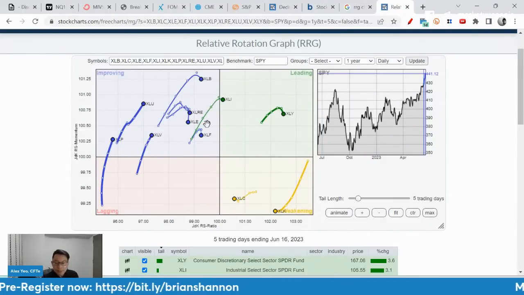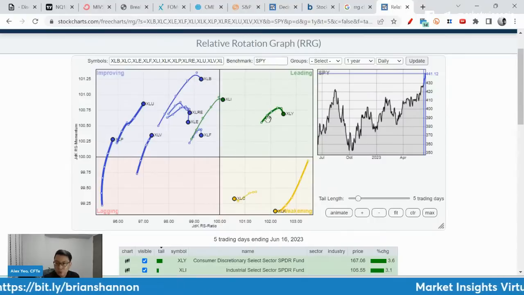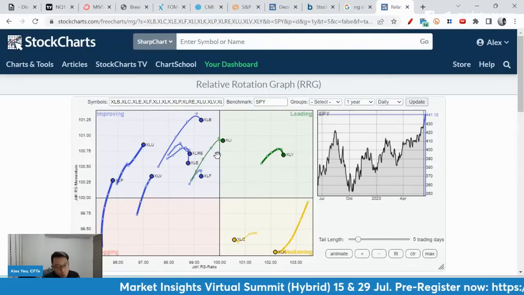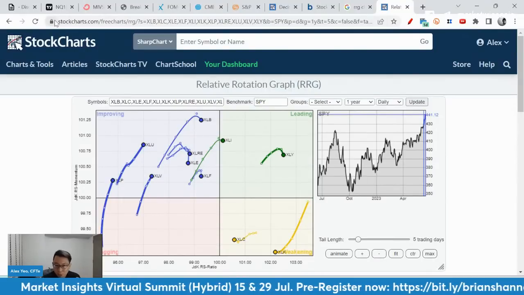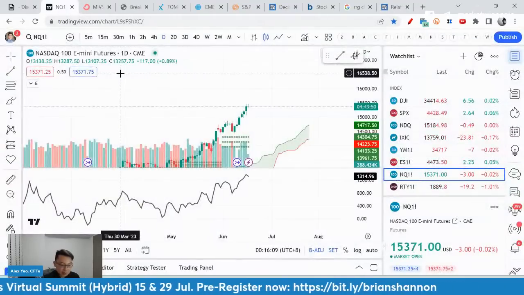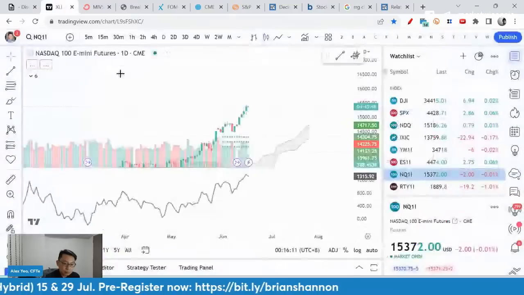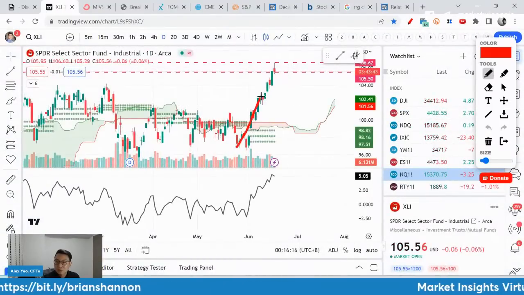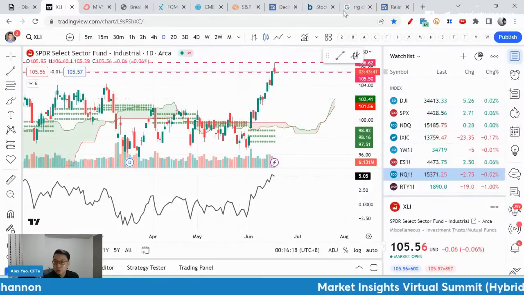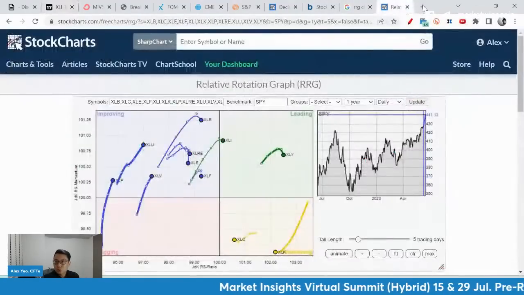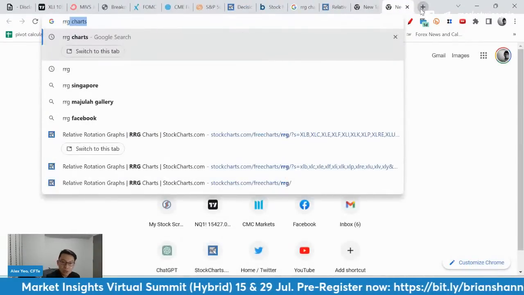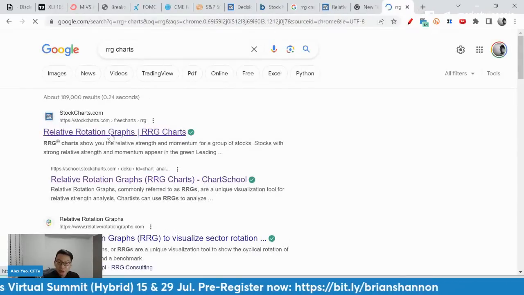So by the time it starts to go into, for example, XLI over here, you can see that this XLI went from improving to leading. Most likely it has already gone up quite a bit. I can see the XLI really starting to move high up already. So the market has to move first. In any case, if you want to know how this RRG chart works, you can just Google RRG charts over here. Then you can go to this stock chart.